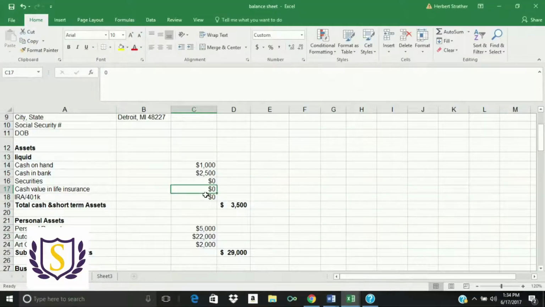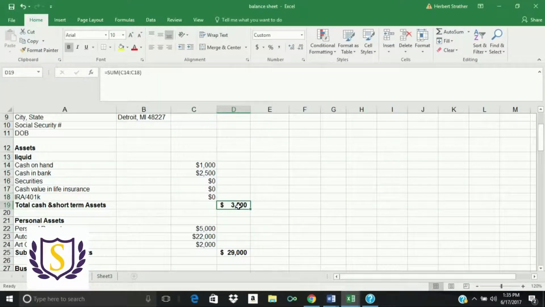Your cash value in life insurance is the actual cash value, which you should be able to find on your insurance statement. It's not the face value of the policy, it's the net cash value that you have in there. And then you may have an IRA or something like that that you have not gotten yet. I'm assuming someone maybe 30 years old who is having some difficulty. I'm not going to put a date on it because it could be applicable. You could have gotten rich, got caught up in the recession and had to start all over again. So this adds up your total cash and short-term assets.